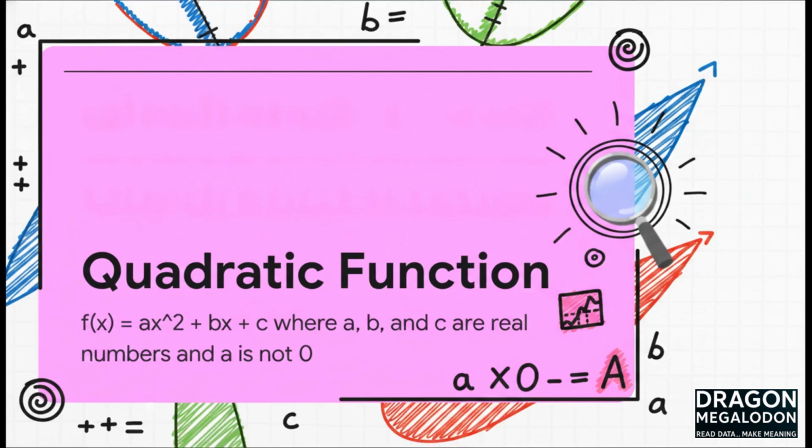Your a variable cannot equal 0. That x squared term right at the front, that is the absolute hallmark of a quadratic function. It's the engine that gives the code its signature curved geometry.